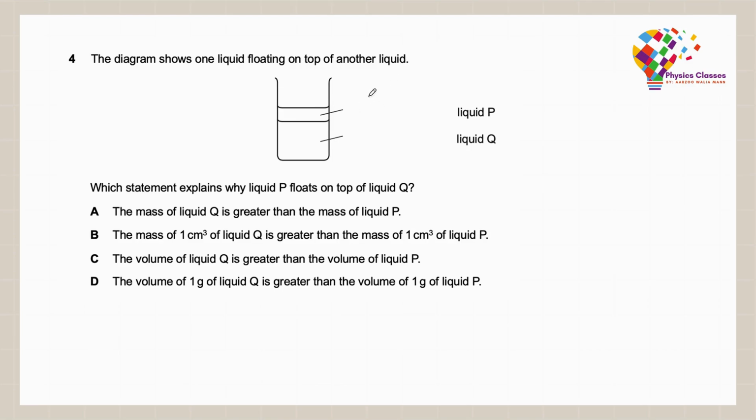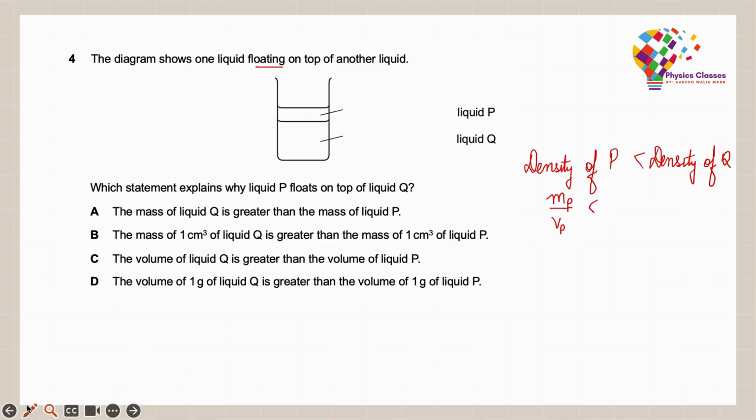The diagram shows one liquid floating on top of another liquid. Which statement explains why liquid P floats on top of liquid Q? We already know that if one is floating above and one is below, that means the density of the one at the top is less, because the denser liquid would obviously be at the bottom. So the density of P is less than the density of Q. Density is nothing but mass per unit volume. So I can say that the mass of P by the volume of P is less than the mass of Q by the volume of Q, because the density is less.